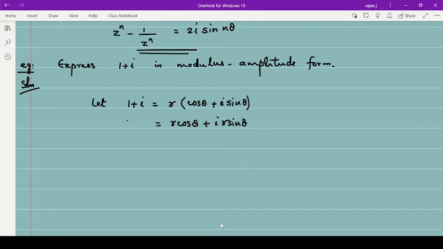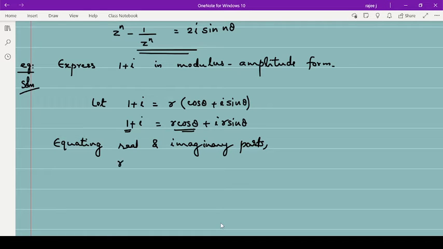Of course you can avoid this step and directly write the next step, but I am going to write it now. So equating the real and imaginary parts on both sides. What you will get here: real part is 1, here real part is r cos theta. Real part means where there is no i, imaginary part means where there is i.